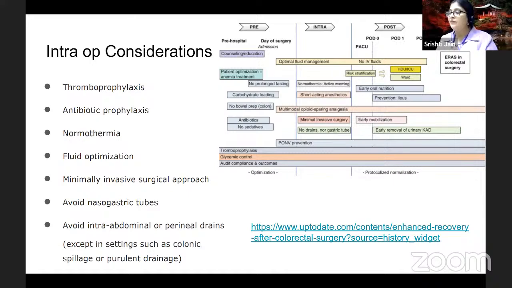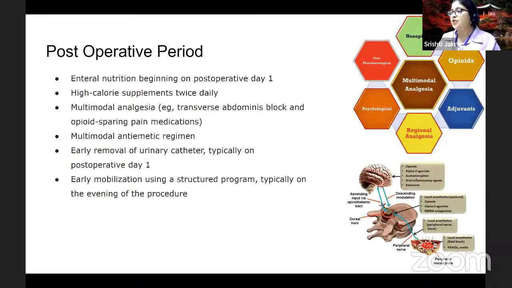So we have now enough data to tell us that if it is an elective surgery, if there is no pus or an infected fluid, the patients don't need a drain. It won't result in any betterment. So no drains, no gastric tube, right? Early removal of the Foley's catheter, all these should be considered.